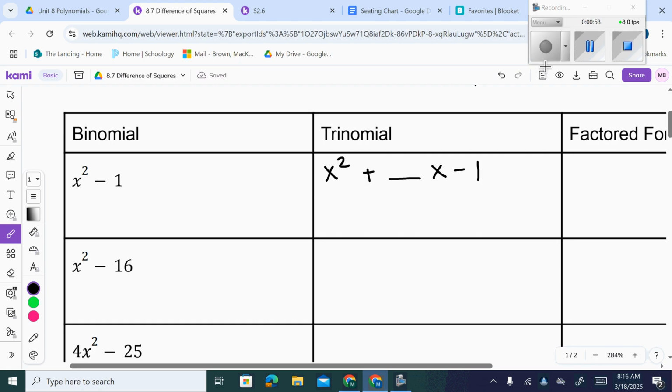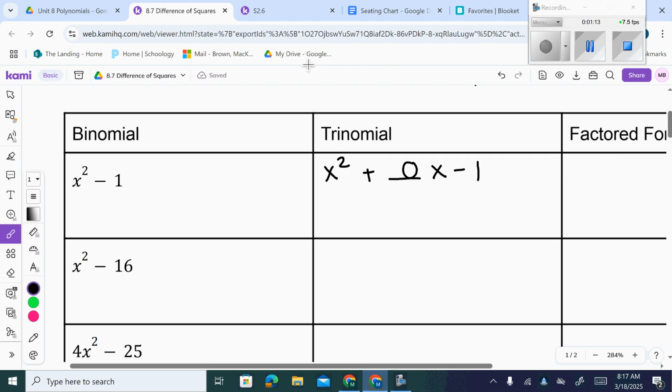But is x squared and x the same thing? No. So what is the only number that can go here that's not going to change this? Not 1, because that means there's 1x. 0. Okay, so go put a 0 right there. So you're going to have x squared plus 0x minus 1. It's not changing.